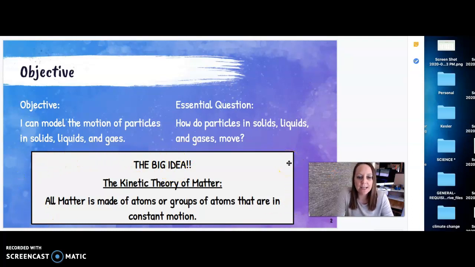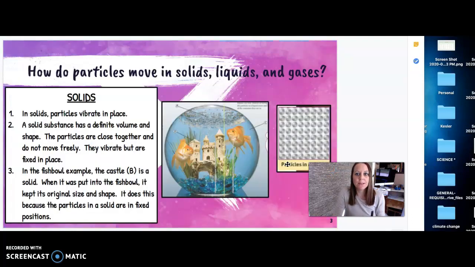This theory is that all matter is made up of atoms or groups of atoms that are in constant motion. So all of the molecules and everything, even things that are solid, like my cell phone, all the atoms are constantly moving. And the speed that they're moving at tells us if it's going to be a solid, liquid, or a gas. So how do particles move in solids, liquids, and gases?